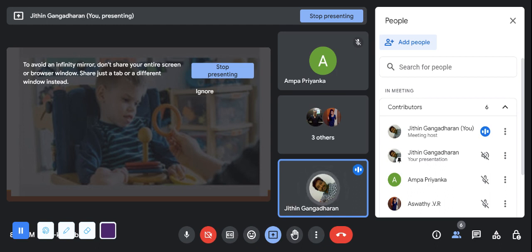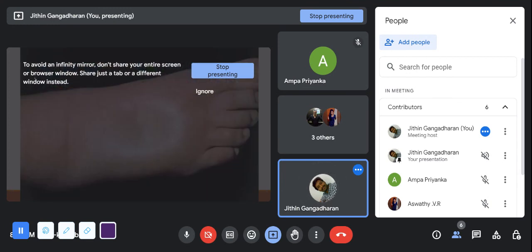See, this is an autistic condition. All these autism and these things will be dealt with in the pediatric session.